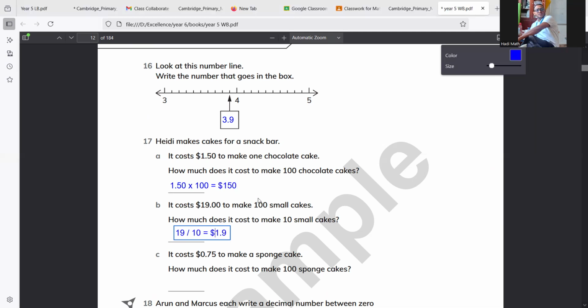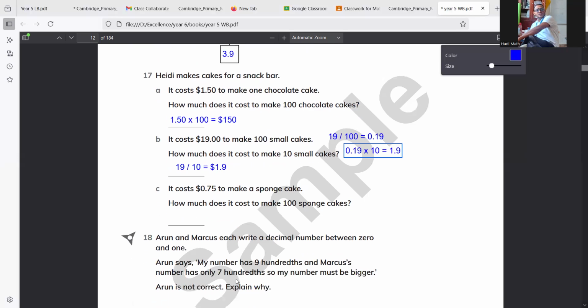The cost of 100 cakes is this one. The cost of one cake is what we get when we divide by 100. You say 19 divided by 100, and that's equal to 0.19. This is for 1. If you need for 10, you multiply by 10. 0.19 multiplied by 10 will give you the same answer. You move the decimal point one place, it's going to be 1.9. And it's going to be $1.9.